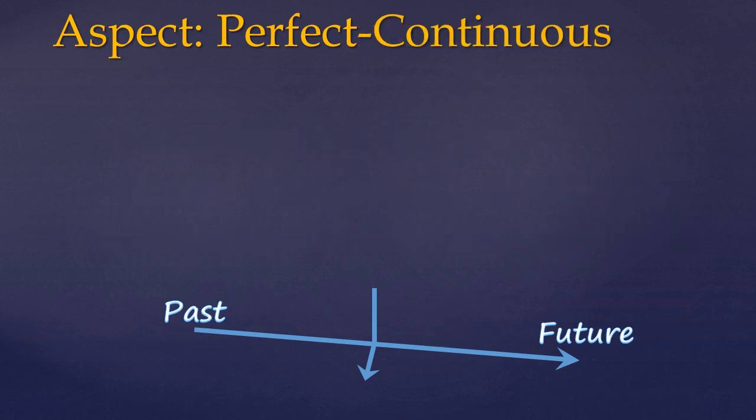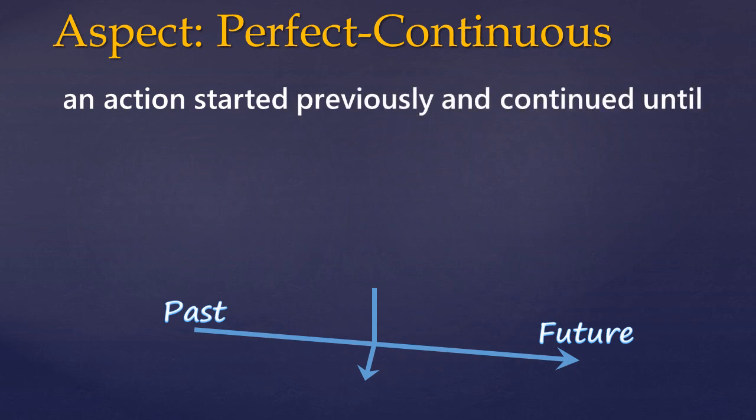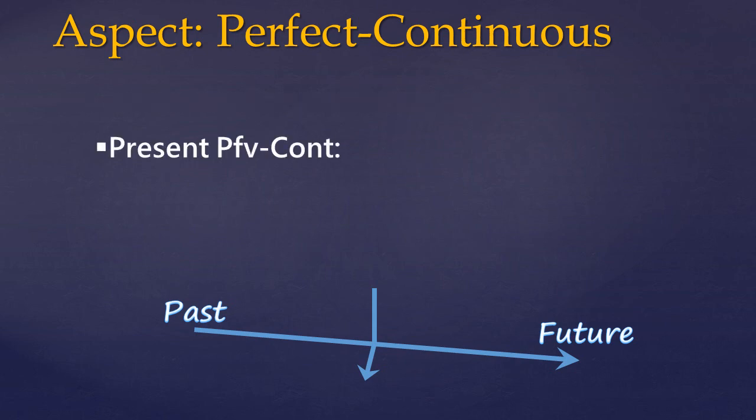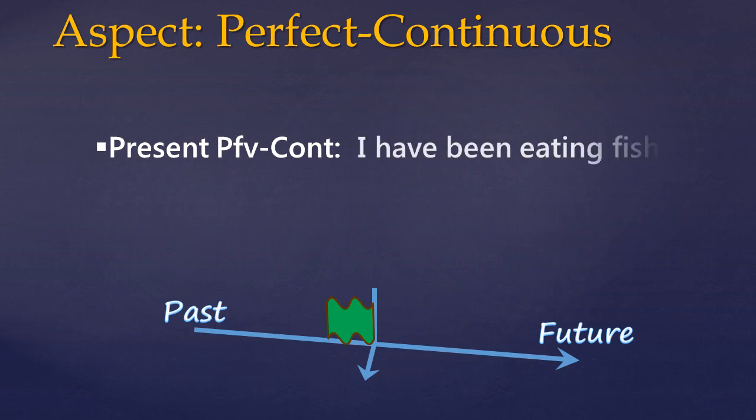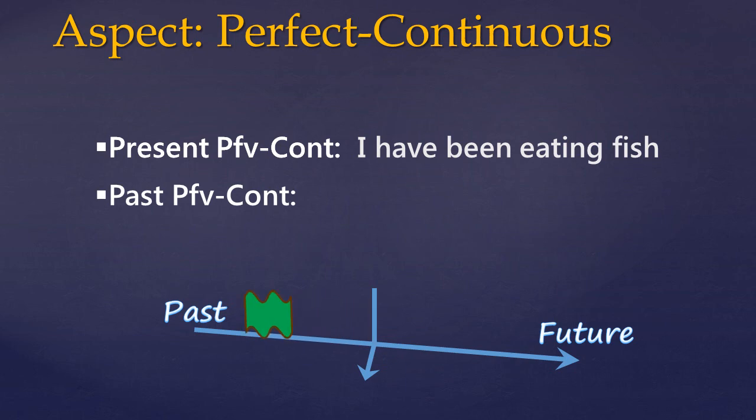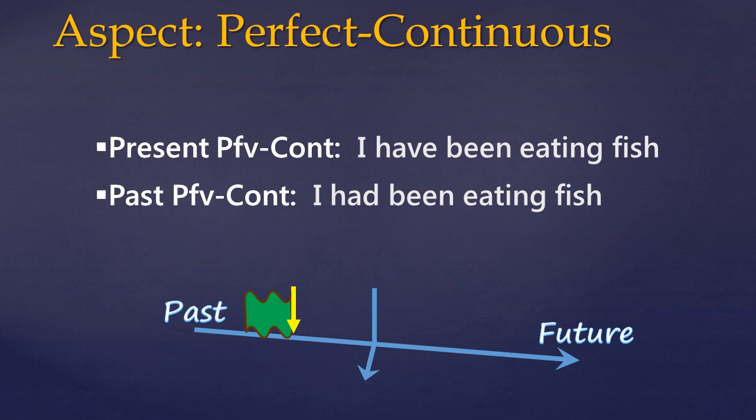Finally, English allows the perfective and continuous aspects to be combined, and this is used to describe an action that started previously and has continued. So we use the present perfect continuous to show that something started in the past and has continued up until the present. For instance, I have been eating fish now for several days. Likewise, we use the past perfect continuous to show that something started in the past and continued up until another event in the past. So, I had been eating fish when you called.